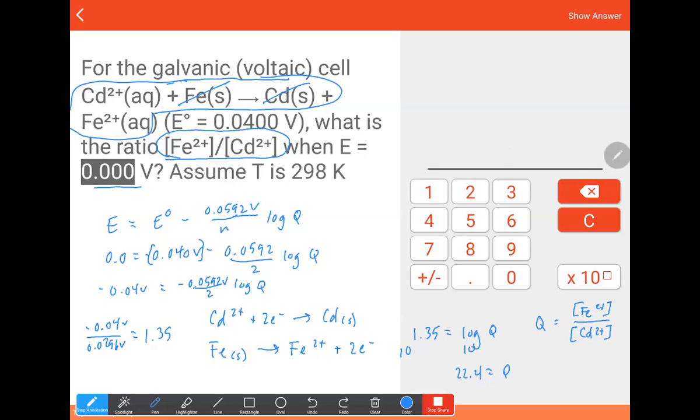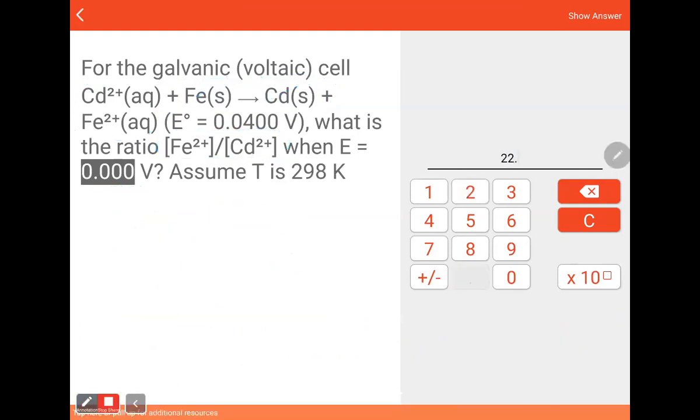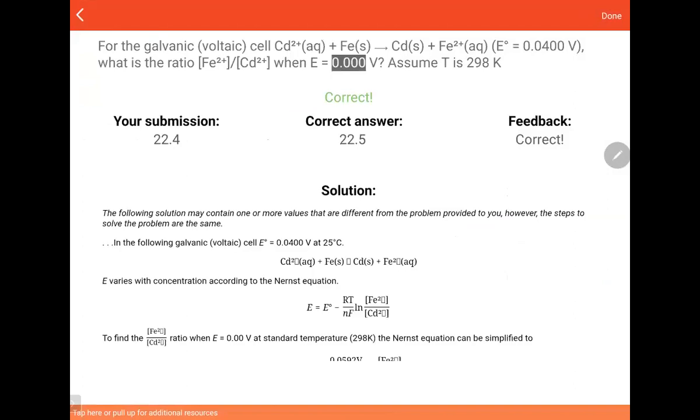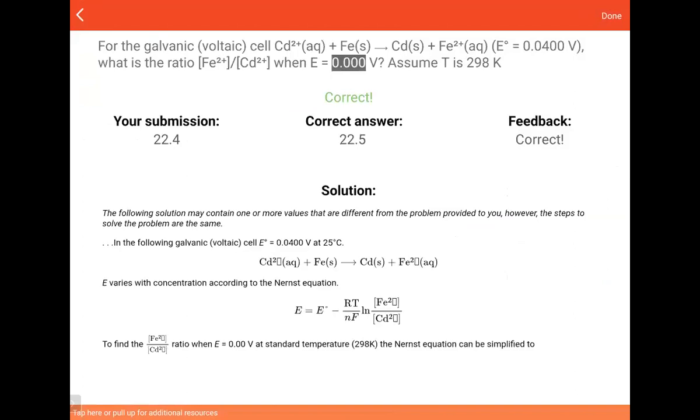So what we're trying to solve for is what Q is equal to. We don't know the exact ratio. It could be 22.4 to 1, or it could be 44.8 to 2. It could be 0.0448 to 0.002. But we know that Q, the ratio, is 22.4. If we did know one of the concentrations, we could solve for the missing one. But in this case, we don't know either. So we're just solving for the ratio. There we go.